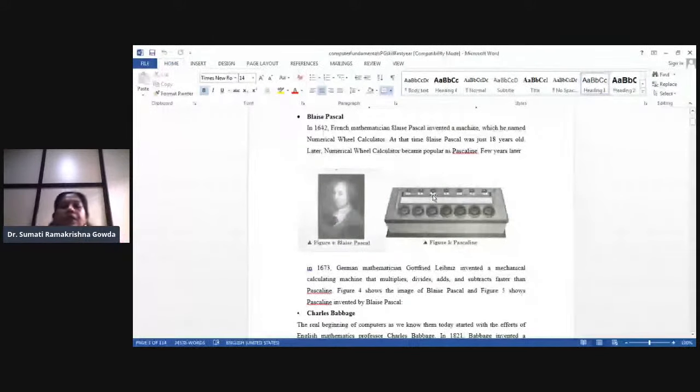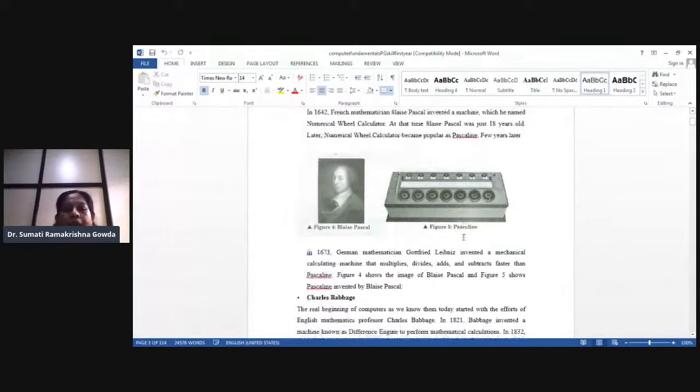See, this is the machine invented by Pascal. You can see these small wheels are there. All this you can go and see in the museum. These are all still available. After that, in 1673, Gottfried Leibniz improved this machine, which can multiply, add, divide, and subtract faster than this machine. So this figure 5 shows you the Pascaline machine invented by Blaise Pascal.